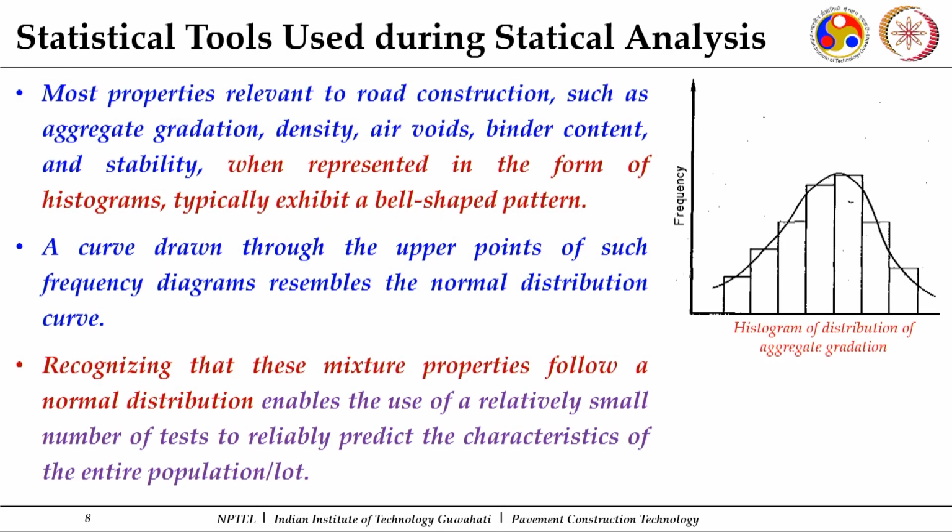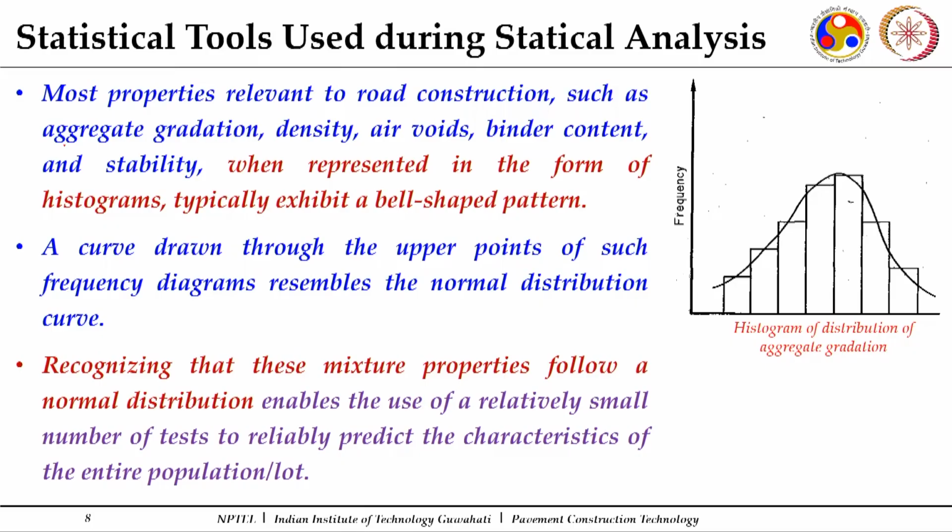So most of the characteristics or parameters which are considered in road construction, for example, the properties we look into of the materials or the works which we do, may be in terms of aggregate gradation, in terms of the density of the layer. If it is a bituminous mix, it may be in terms of the air voids in the bituminous mix, binder content, or the stability of those mixes. These are some of the parameters which are worked out.